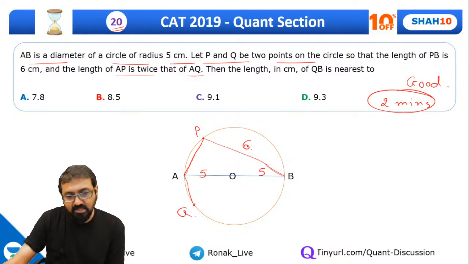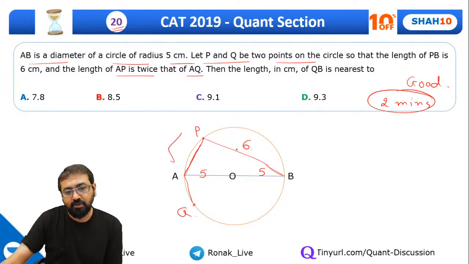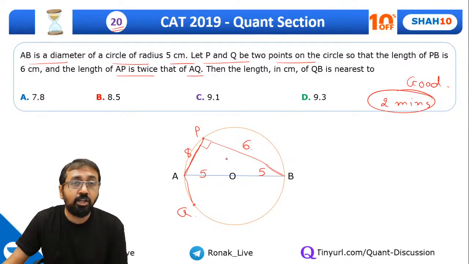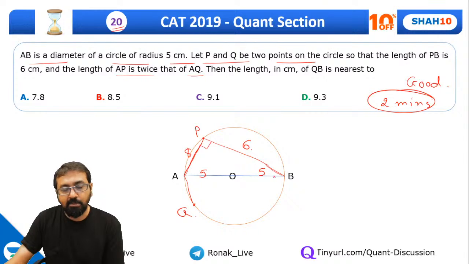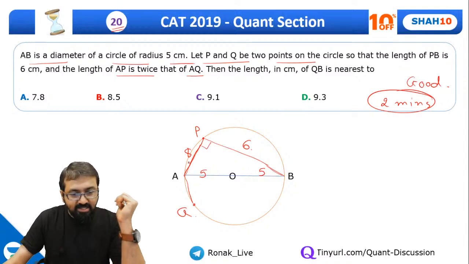Now guys, this is 6, this is 10. So what will be this value? Can I say it should be the square root of 10 square minus 6 square? So 6, 8, 10. So this should be 8, isn't it? 6, 8, 10, because this is always a right angle triangle. A diameter makes an angle of 90 degrees at any point on the circumference of the circle. So angle APB is 90 degrees. This is 10, this is 6, so this has to be 8, correct? And this is twice AQ, so this has to be 4.